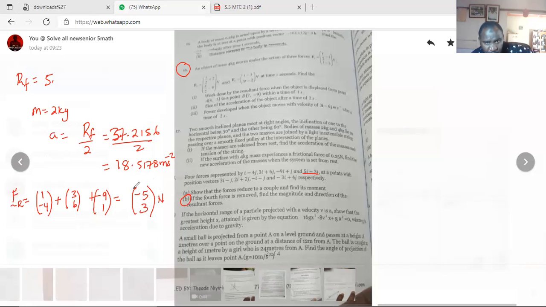That is the resultant force in vector form. But the question said, find the magnitude. That is why I said whenever they say magnitude, sketch. Now we have a negative i. A negative i is the negative x-axis.